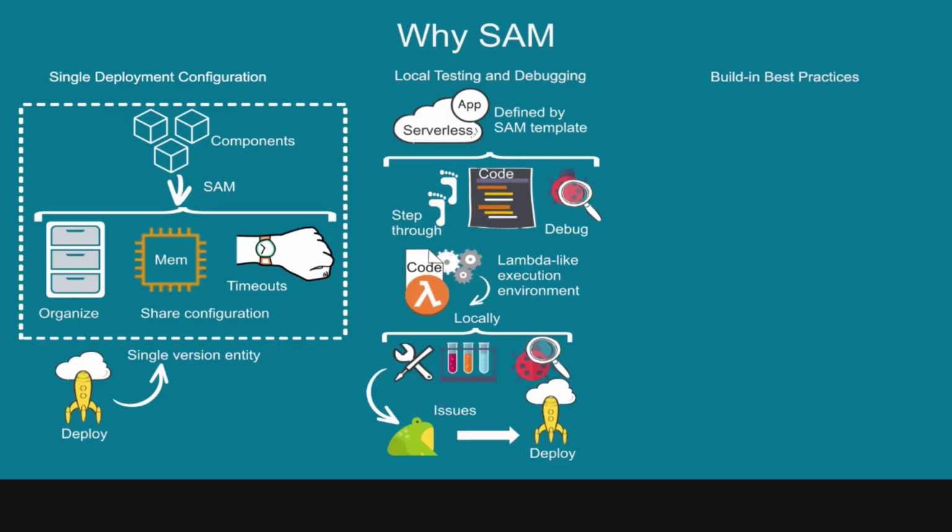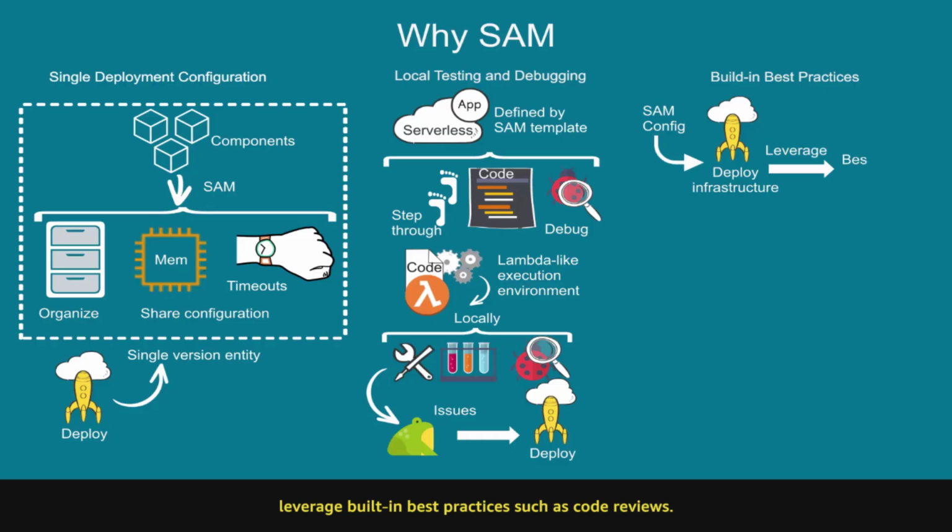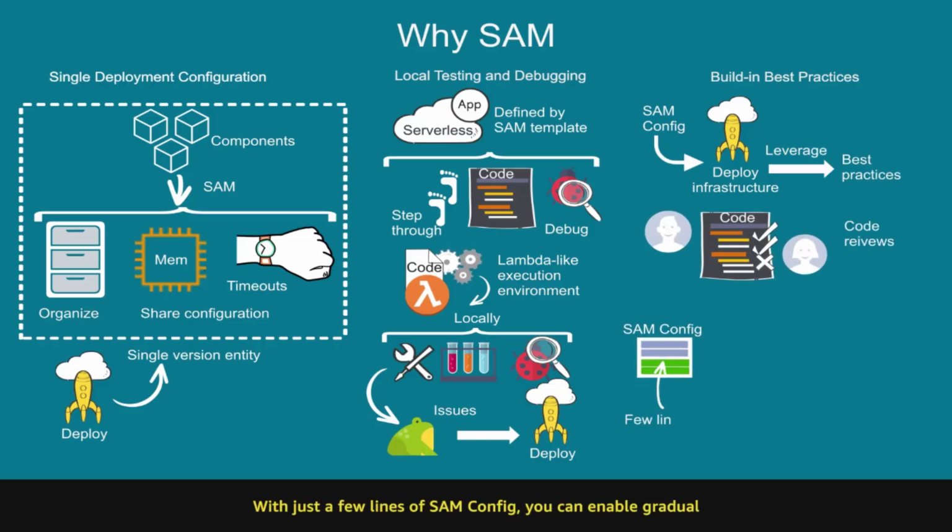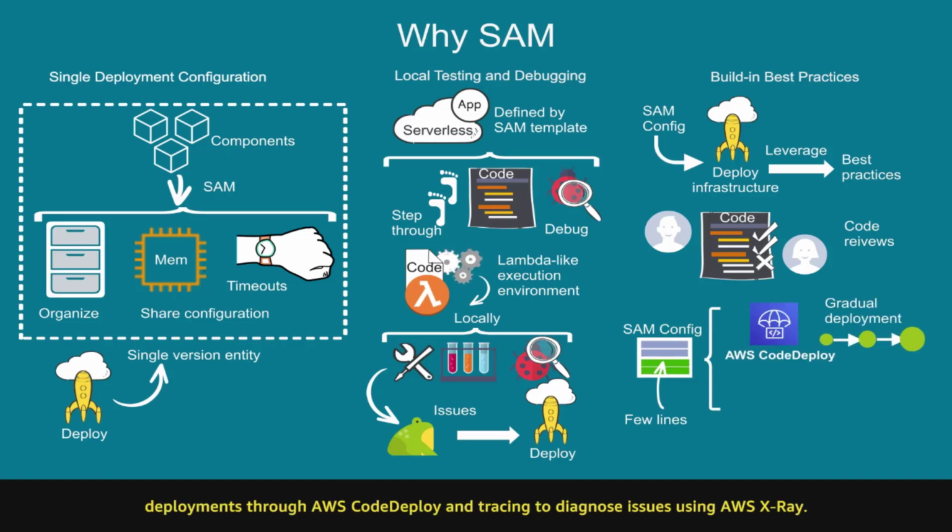Built-in best practices. You can deploy your infrastructure as config to leverage built-in best practices, such as code reviews. With just a few lines of SAM config, you can enable gradual deployments through AWS Code Deploy and tracing to diagnose issues using AWS X-Ray.